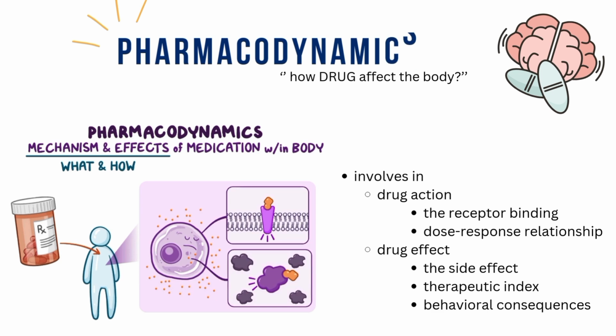And pharmacodynamics is about how the drug affects the body. It involves drug action, which is receptor binding and dose response relationship, and drug effect, which is the side effect, therapeutic index, and behavioral consequences.